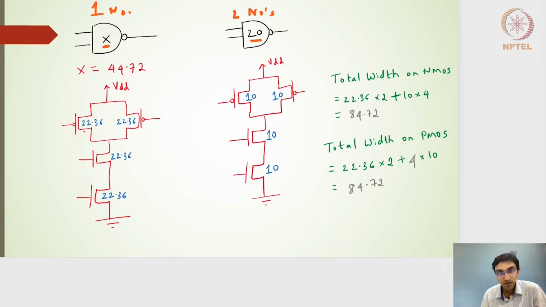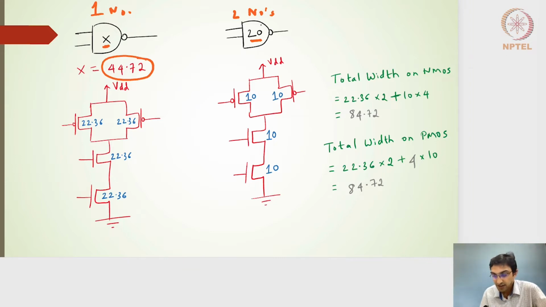And if I want to find out the width of the NMOS and PMOS transistors, we know that for a 2-input NAND gate, we should have a size of 2 in the PMOS side and 2 in the NMOS side. So we'll make 4 parts of this. 2 parts will go to the PMOS side and 2 parts will go to the NMOS side. So that's how we have done it. So equal parts, 22.36 and 22.36, will go into the respective NMOS and PMOS transistors.